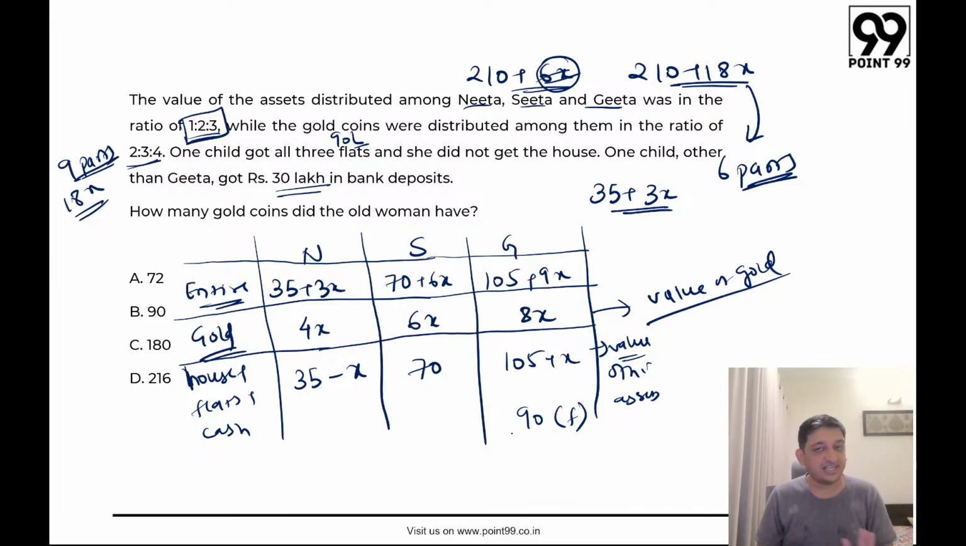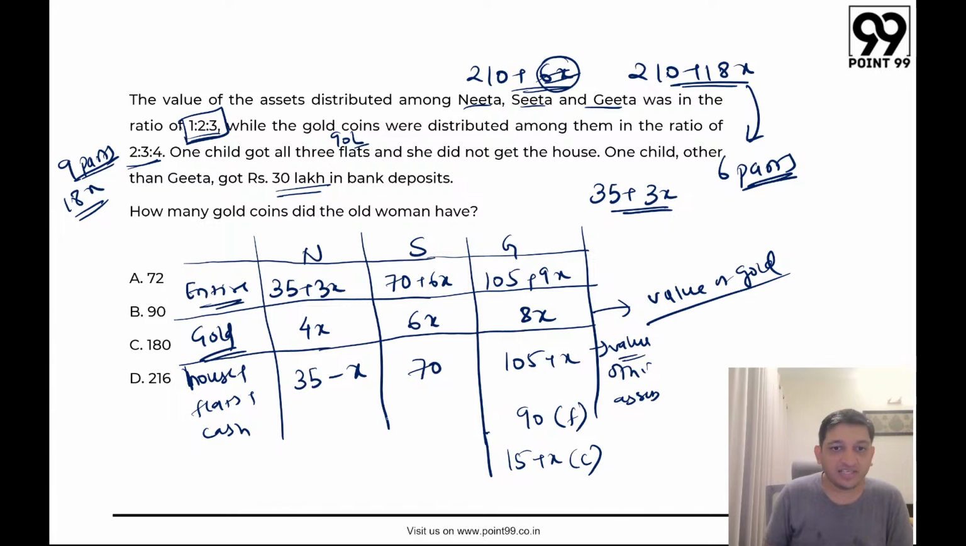Now she did not get the house. So it is house plus flats plus cash. So if she has 90 in flats, how much cash does she have? The remaining 15 plus x should be cash, because Geeta did not get the house, right? So Geeta's split is this: 90 flats and 15 plus x is cash.